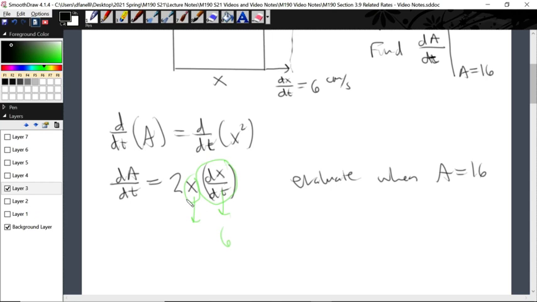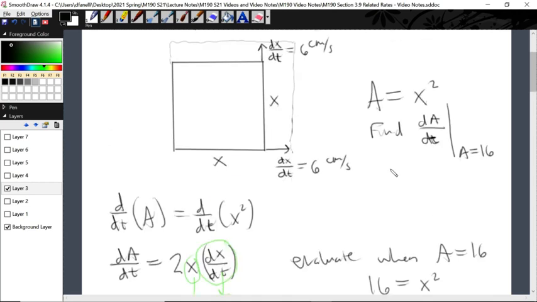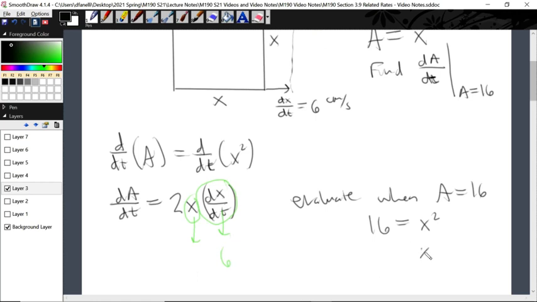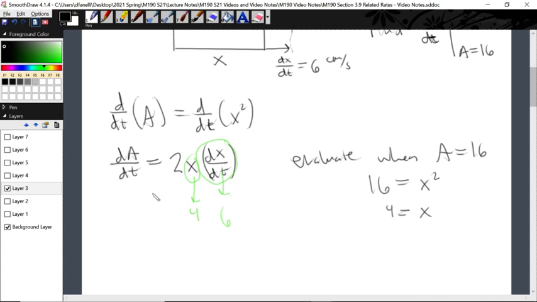Well, we're finding out what x is equal to at the moment that A is equal to 16. So we go back to the equation. A is equal to x squared, and we input where A is equal to 16 in order to solve for x at that instant. So x is equal to 4. So we plug 4 in for x, we plug 6 in for dx/dt, and that takes care of all the variables in our equation. So dA/dt, evaluated when A is equal to 16, would be equal to 2 times 4 times 6. 8 times 6 is 48.